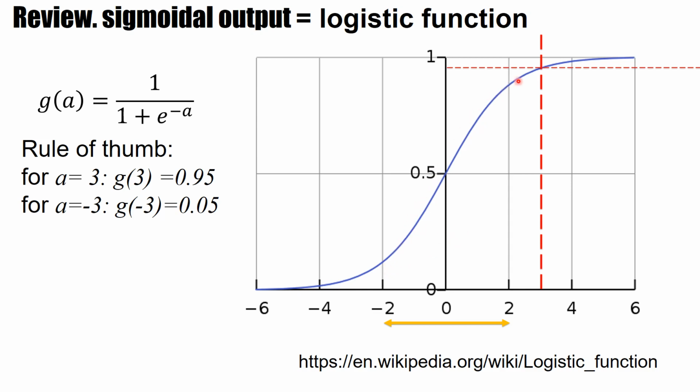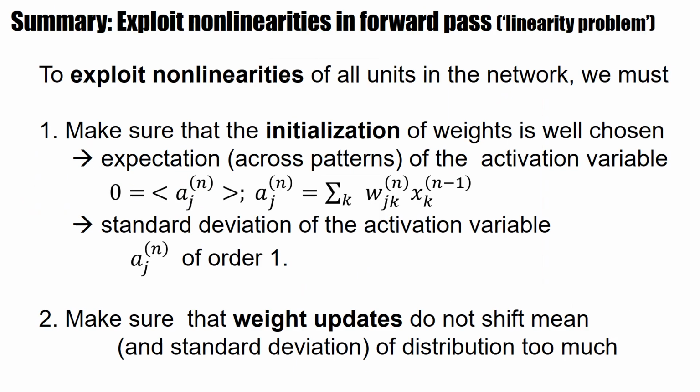Once I get into the regime beyond 2, you see that the curvature is high, and that means that the slope changes a lot. So a pattern sitting here exploits a different linear function than a pattern that activates at around 0. And if this is piled up in a deep network, we really exploit the nonlinearities. We implement a nonlinear mapping of different input patterns to the output. To summarize, we need to exploit the nonlinearities during the forward pass. I call this the linearity problem.